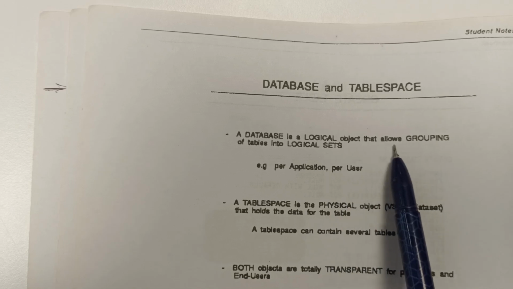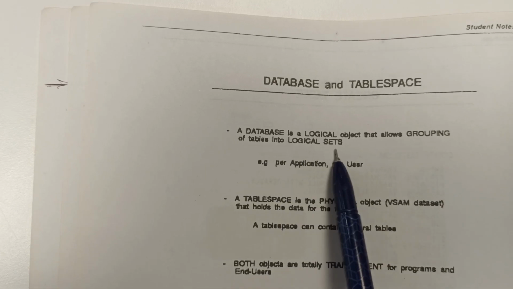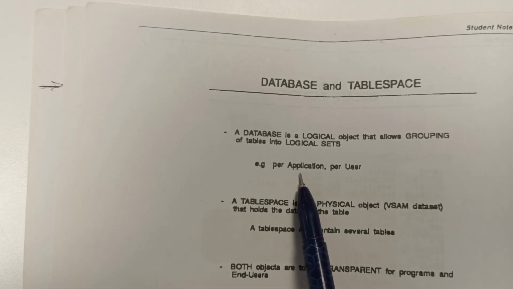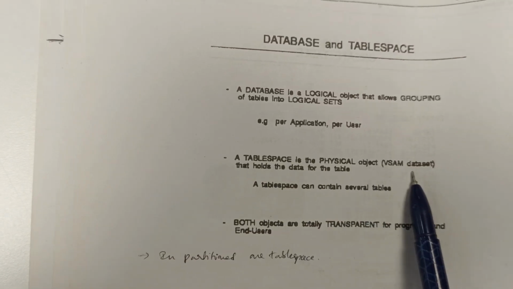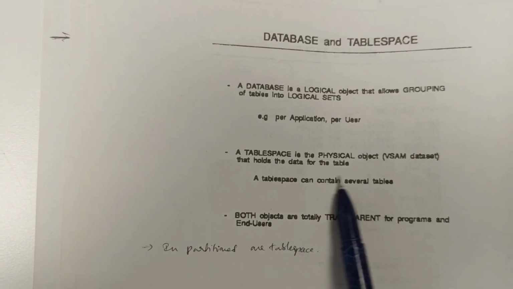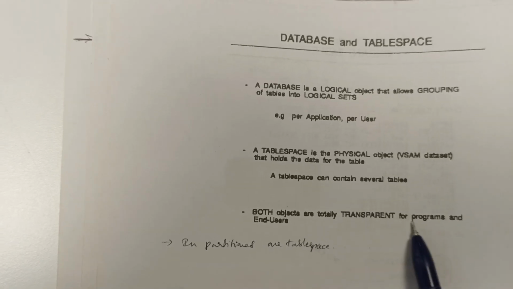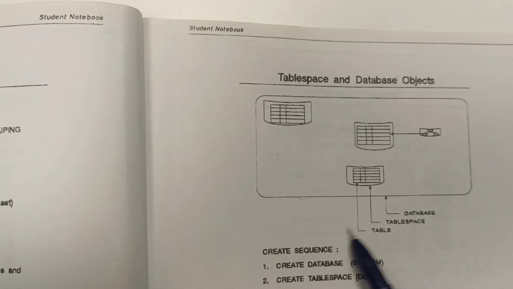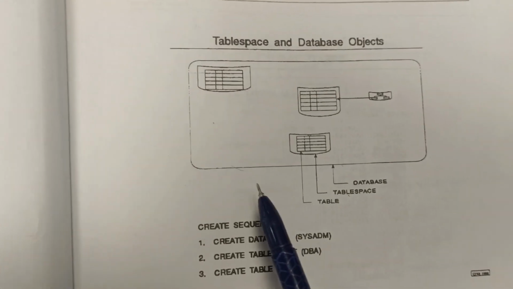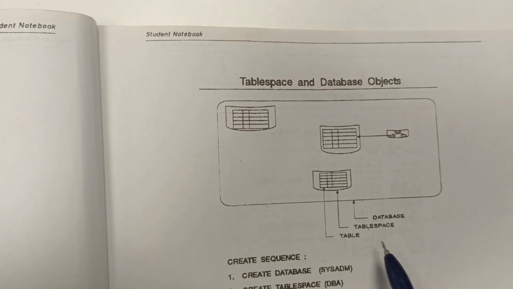A database is a logical object that allows the grouping of tables in a logical set. It is for an application or per user also. And a table space is a physical object, some data set that holds the data for the tables. Both are transparent, and in a partition there is one table space. We have already seen what the table space types are. This is a sample structure of the table space and database.